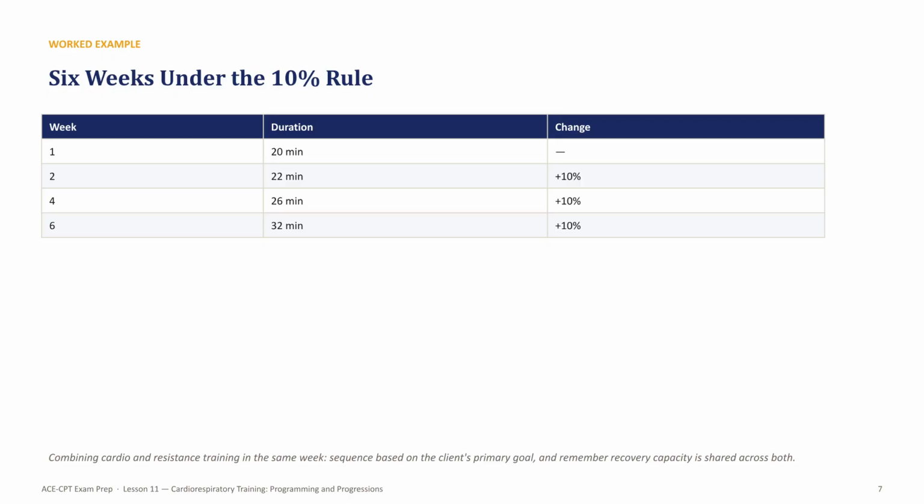Jump ahead to week 4, and duration has grown to 26 minutes. Again, roughly a 10% increase from where it was. And by week 6, it's up to 32 minutes, another 10% step forward. Notice the shape of this progression. Small, steady increases, not big jumps. That's the whole point of the rule. It protects the client from doing too much too soon.